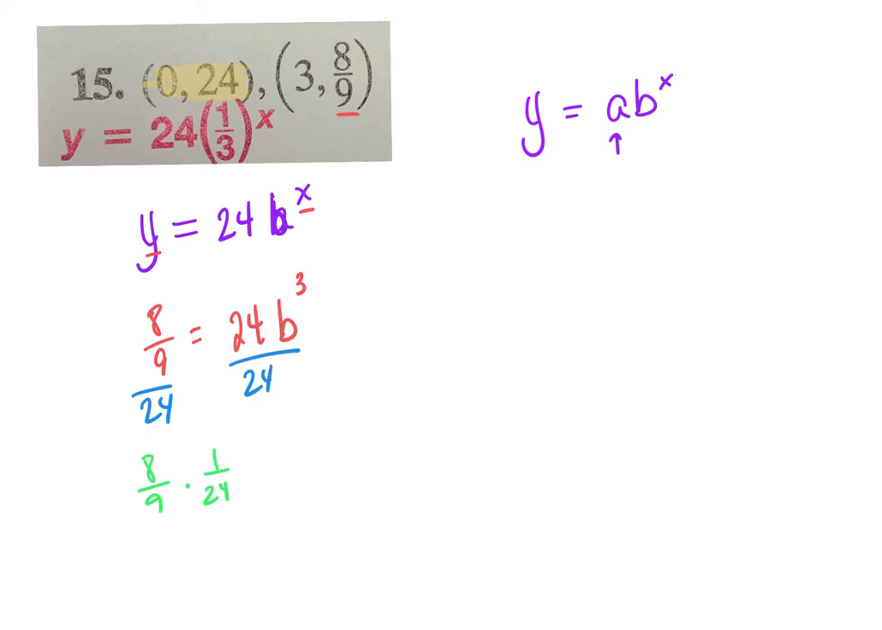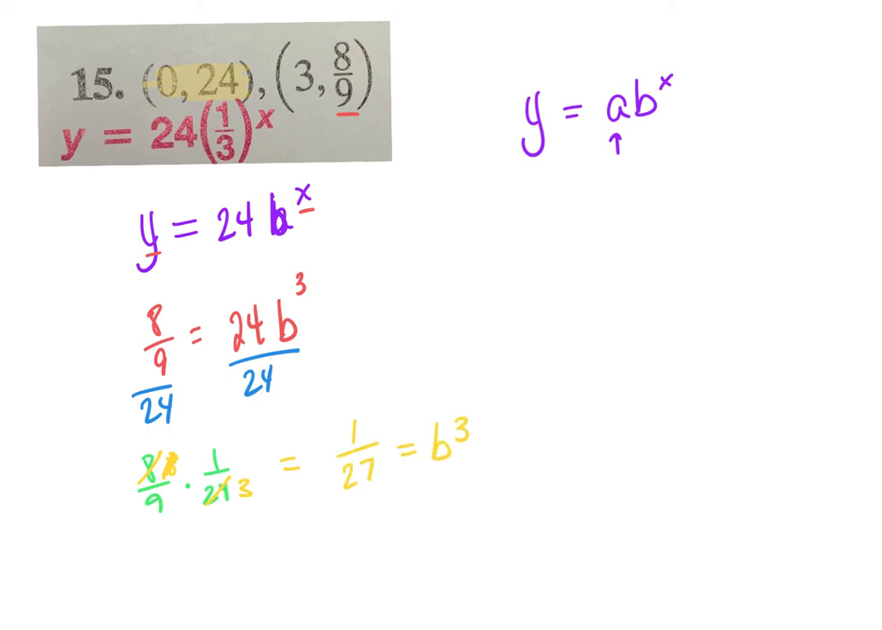And so I can reduce it again. Yeah, you can take out the 8. There we go, 8. You can do that too. All right, so you end up with, I did it backwards again, 1 and 3, right? So we have 1 over 27 equals b cubed.